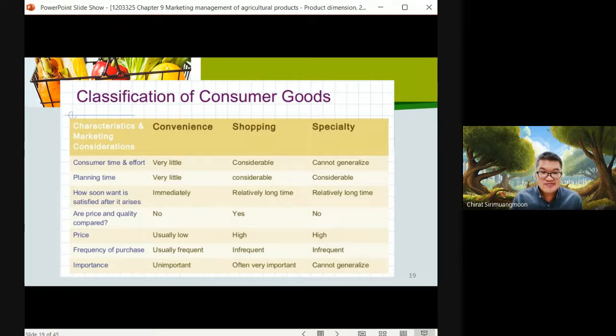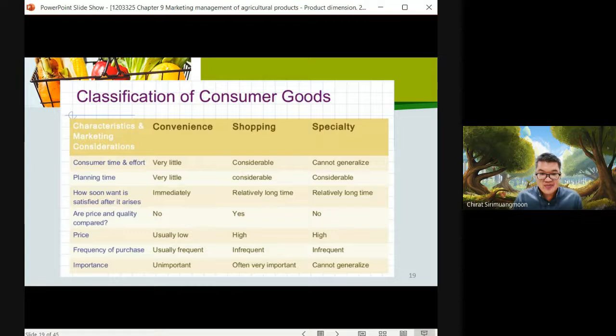How soon one is satisfying, meaning how fast it's going to make you feel happy. Convenience is going to be very fast, like immediate. For shopping, it's relatively long, it's quite long. So both shopping and specialty can take some time to make you feel happy.